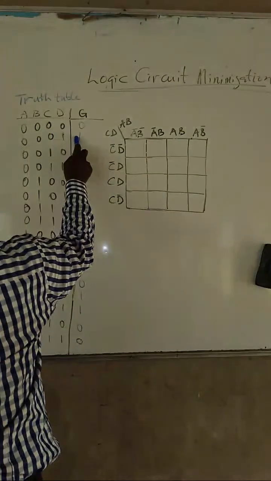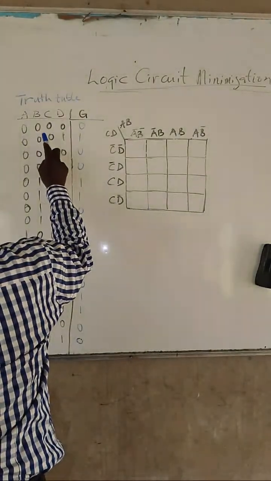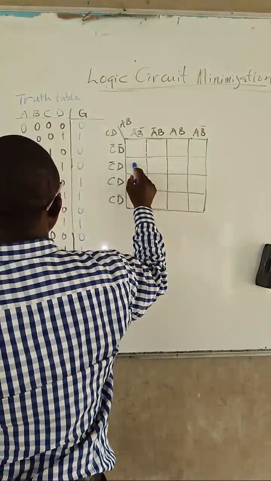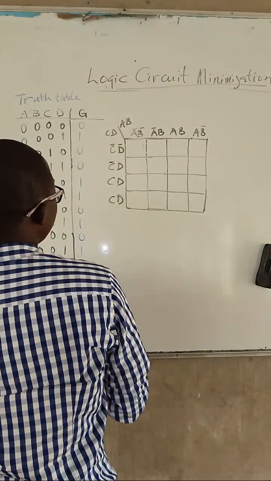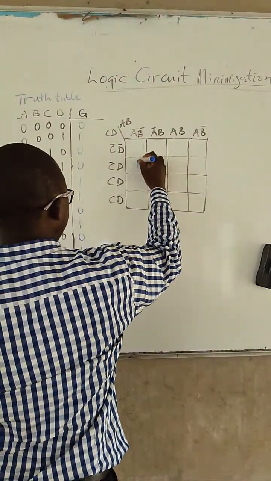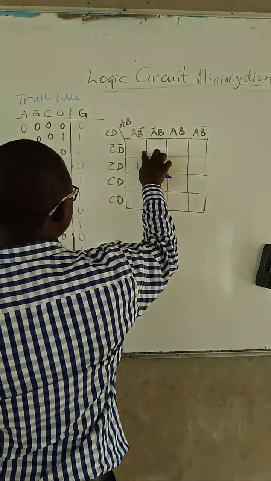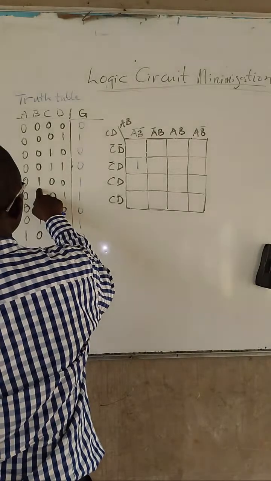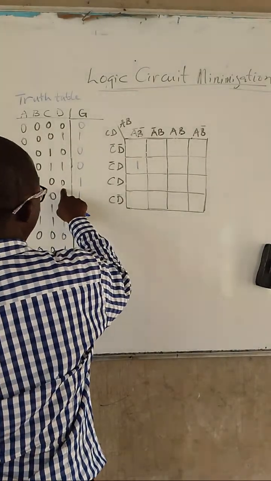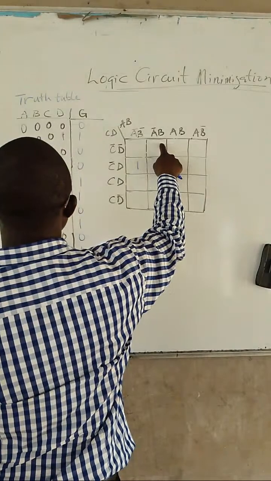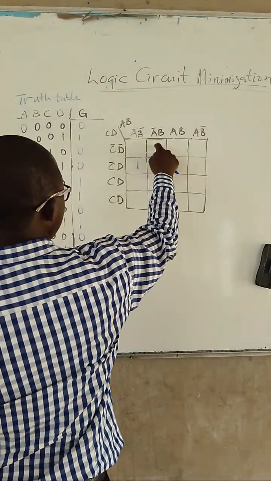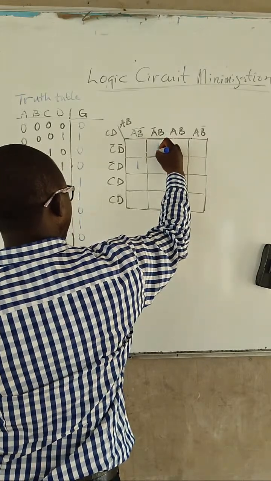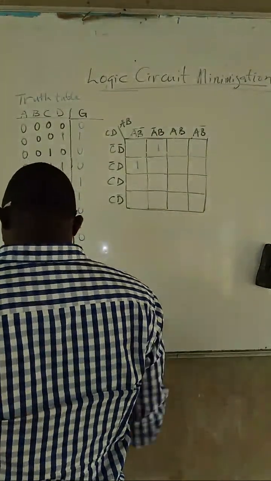So here we have a 1. A bar, B bar, C bar, D. This particular position. Okay. The next one is here. A bar, B, C bar, D bar. That's a particular cell here. This particular cell. Okay?